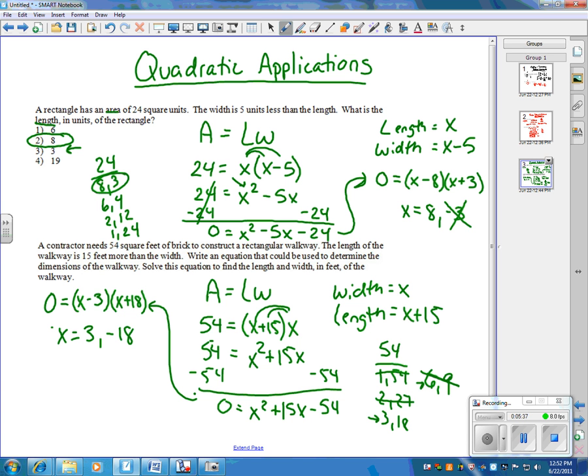Now again, we're talking about measurements. So we can't have a negative measurement. That means 3 is the only one that's going to work, which would be our width. Our width will be 3. And then our length would be that plus 15. So our length is going to be 18. Now, it's a difficult problem. It was a 4-point question. But if you know the steps, if you know how to use area formula, then you can get it correct.